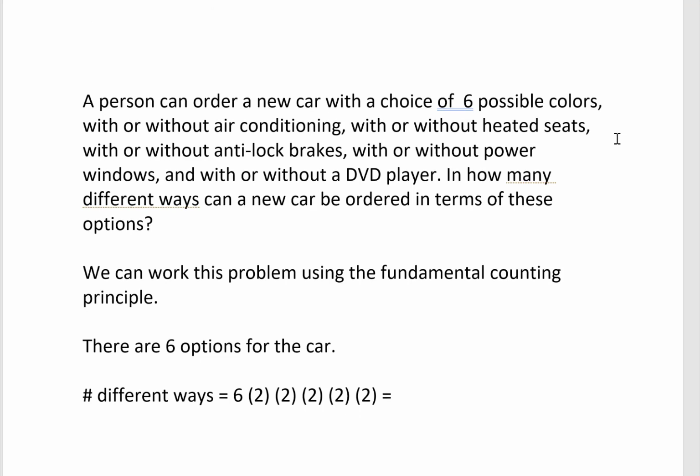A person can order a new car with a choice of 6 colors, with or without air conditioning, with or without heated seats, with or without anti-lock brakes, with or without power windows, and with or without a DVD player. In how many different ways can a new car be ordered in terms of these options? We can work this problem using the fundamental counting principle.